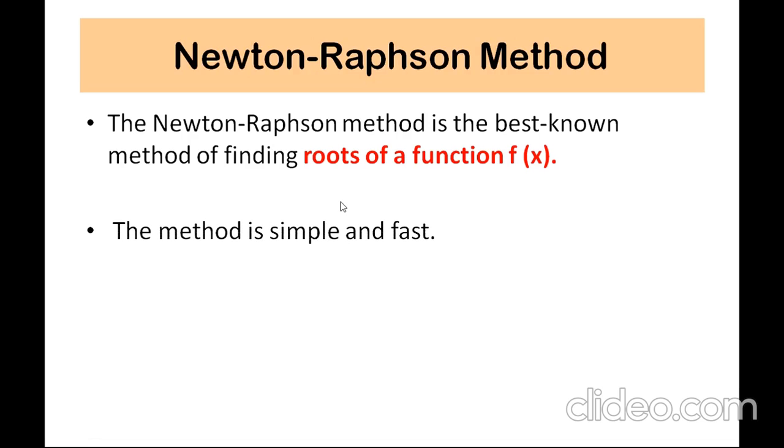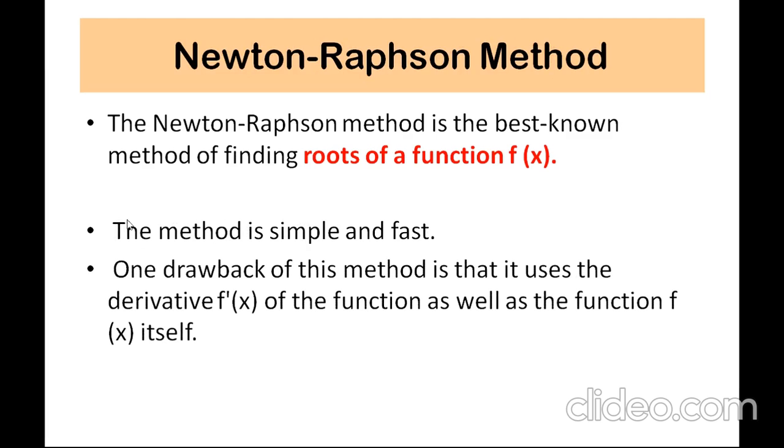The Newton-Raphson method is very simple and fast. The number of iterations required is less as compared to the bracketing methods. The computation is very fast and simple. The one drawback of this method is that it uses the derivative f dash of x of the function as well as the f of x itself.